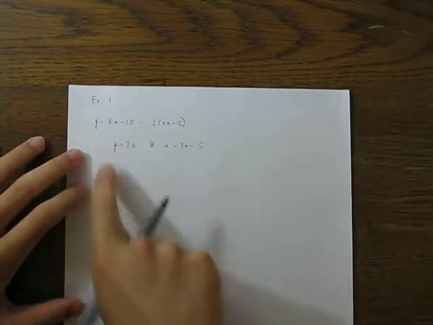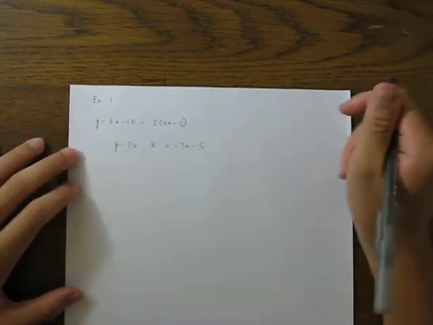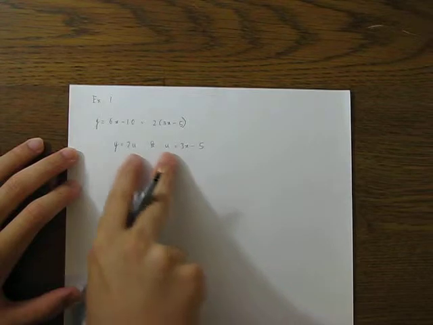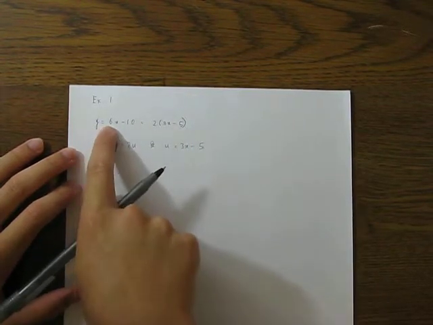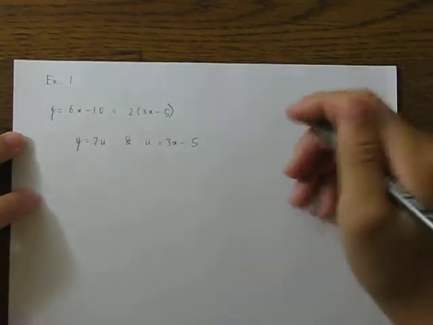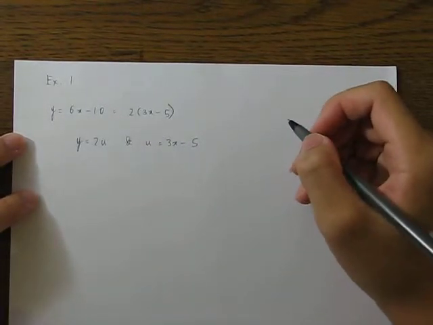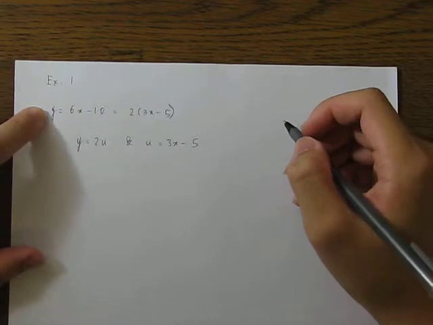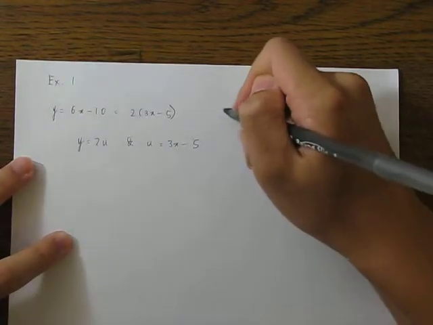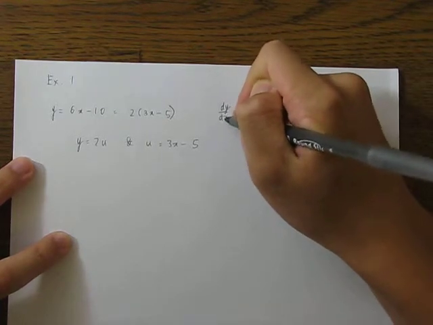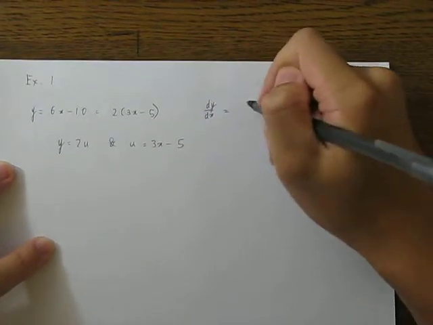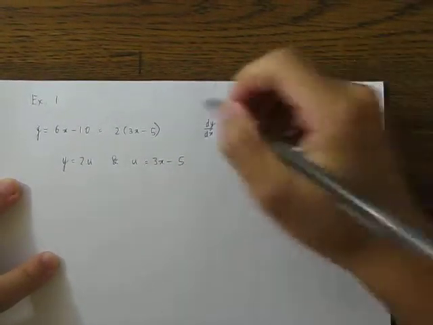Alright, so let's derive the three functions right here. In case any of you haven't gotten it yet, if you plug in u here, you get this equation, which is the same thing as this equation. It's just a different way of writing it. So they're asking us to take the three derivatives, okay? For the first derivative, we're going to take it with respect to x. So differentiating y with respect to x, dy/dx equals 6, okay?